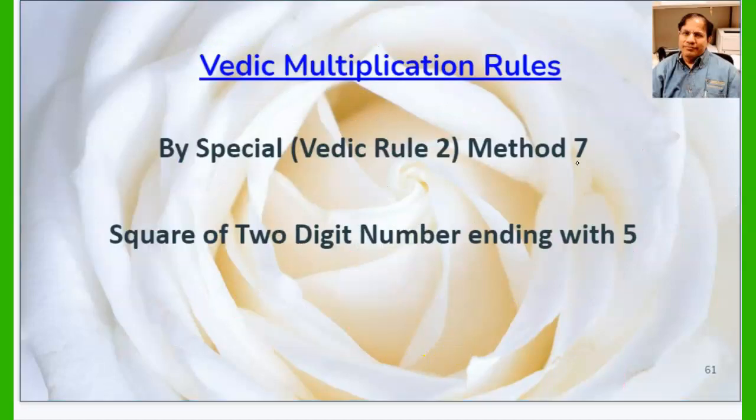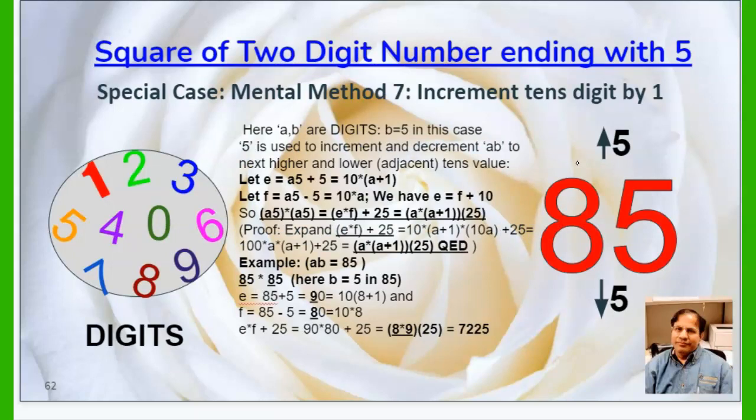We use the seventh method for squaring a number that ends with the digit 5. So this is a much simpler method than before, and let's see how this is done. If we take an example of a number that ends with 5, say 85, then of course by the previous method we could find the increment and decrement as 5 and follow that rule, or we can use a shorter method where we increment the left digit by 1.